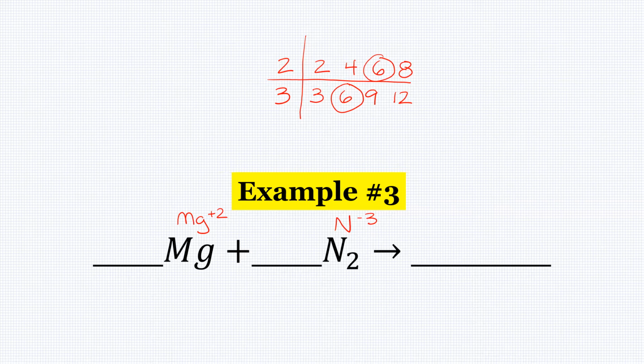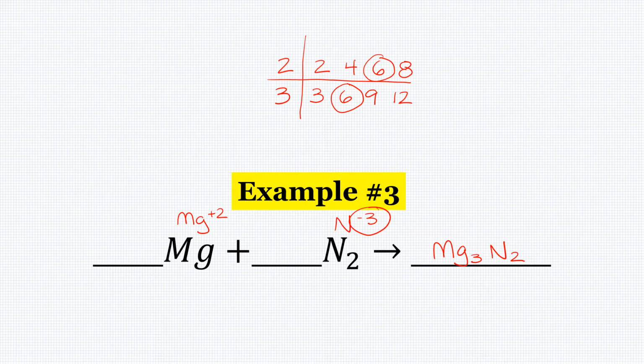So when I have magnesium, 2 times 3 gave me 6, so I'm going to put a 3 after the magnesium. For nitrogen, 2 times 3 gave me 6. Oops, not 6. 2 times -3 gave me a charge of -6. So I'm balanced as far as charges on the product side.